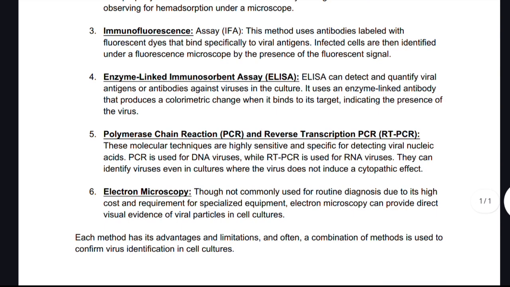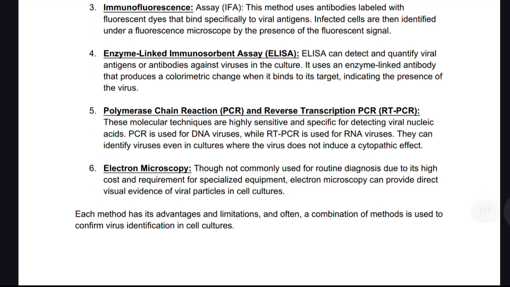Number third is immunofluorescence. This method uses antibodies labeled with fluorescent dyes that bind specifically to viral antigens. The infected cells are then identified under a fluorescence microscope by the presence of a fluorescence signal.